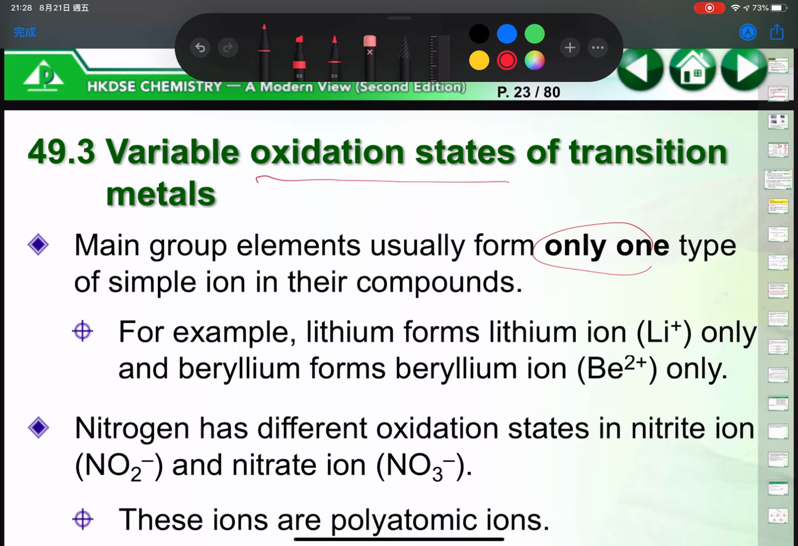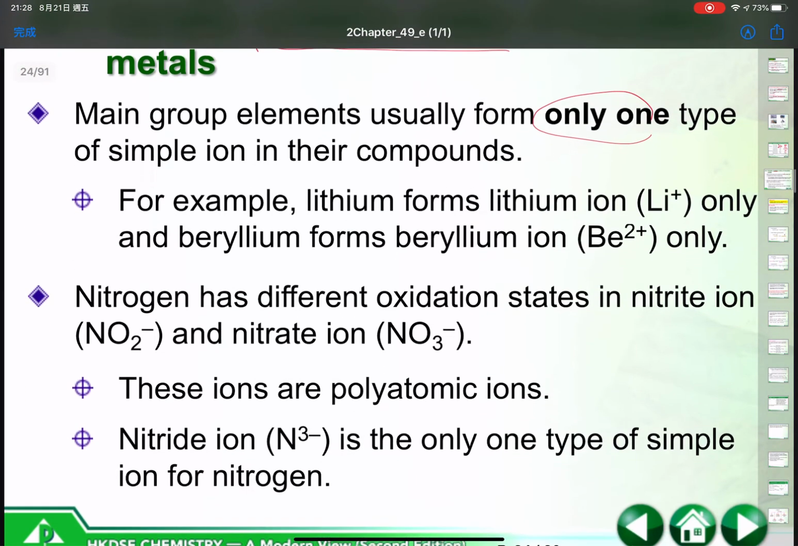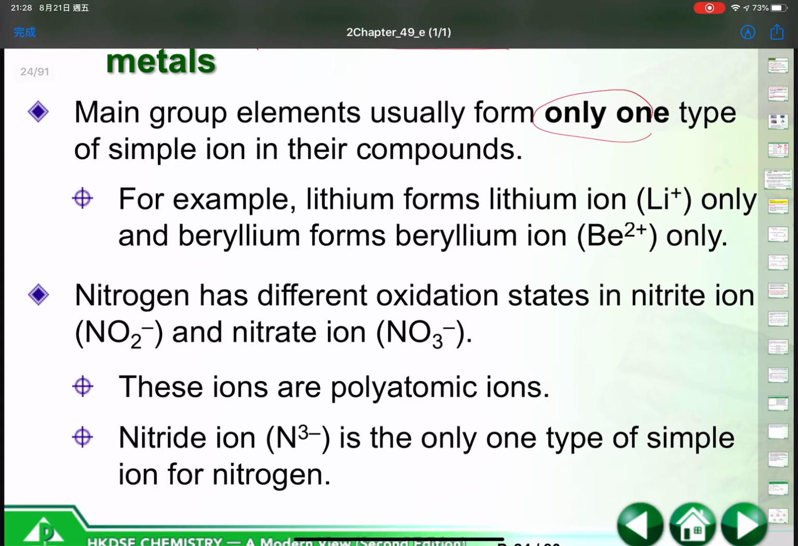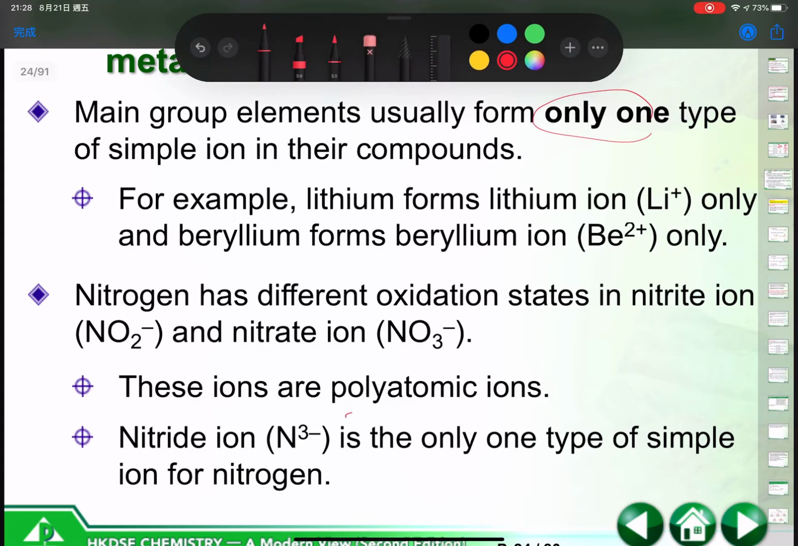But for transition metal, actually they have more than one oxidation state. So therefore, we cannot put them in group 1, we cannot put them in group 2, we cannot put them in group 3. That's why you can see a different oxidation state of nitrogen in nitrate and nitride. So therefore, these ions are polyatomic ions. Only one type of N3 minus and only one type of simple ion.